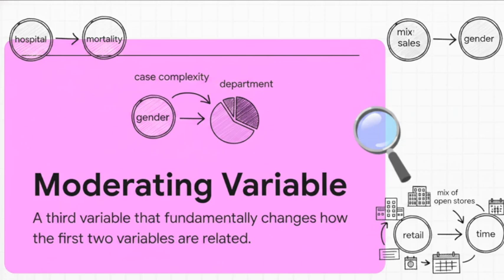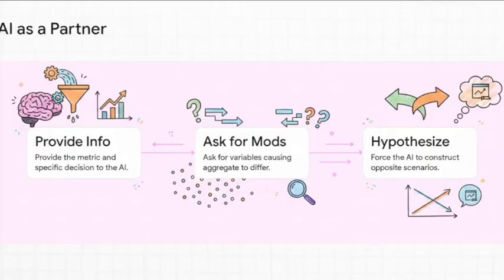Whenever a relationship of interest can plausibly depend on a moderating variable, you must treat aggregate analysis with severe caution. Modern artificial intelligence assistants can serve as powerful reasoning partners to spot these structural distortions before any capital or strategy is committed. Here's how you do it.